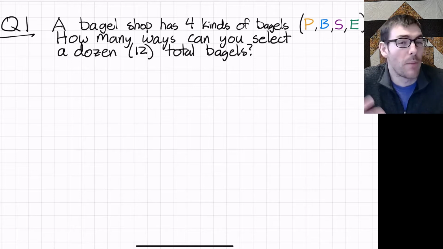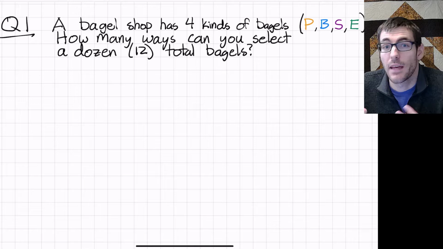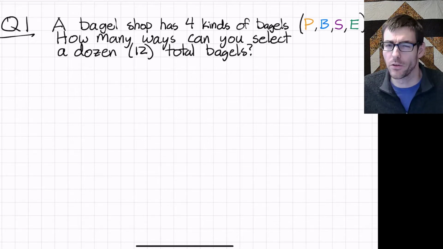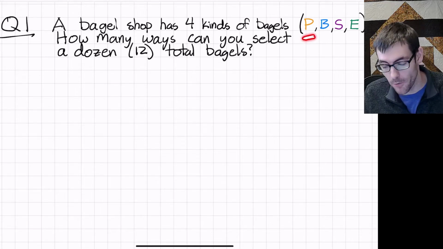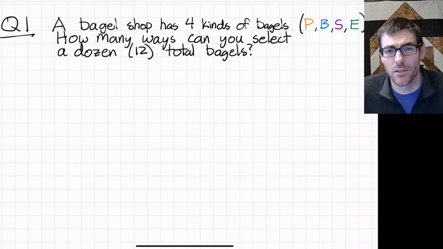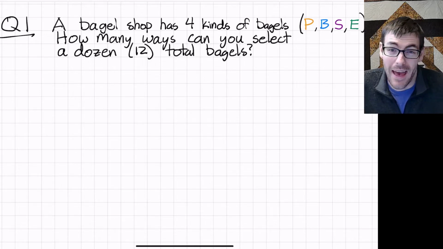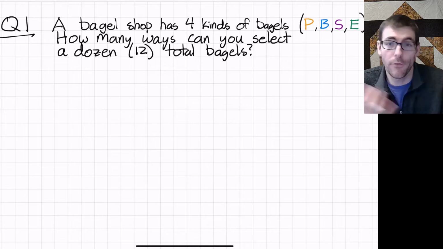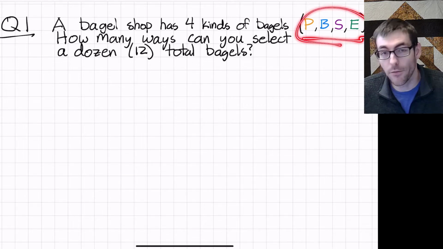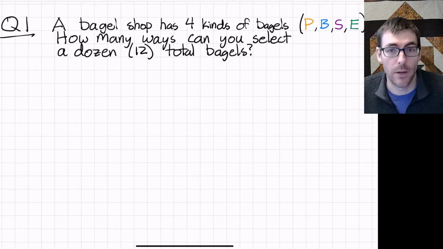So here's the bagel problem. You go to a store and they have a sale where you can get 12 of any sort of bagel you want. The types of bagels they have are plain, blueberry, sesame, and everything. And you can have really any combination of these choices that you want. So my question is, how many choices do you have? How many different combinations of these 4 elements can we fit into a box of 12 bagels?